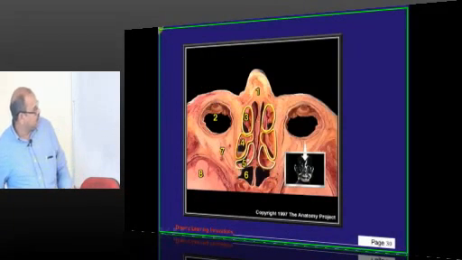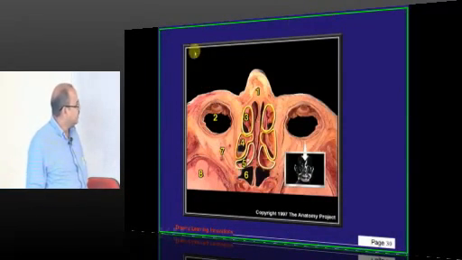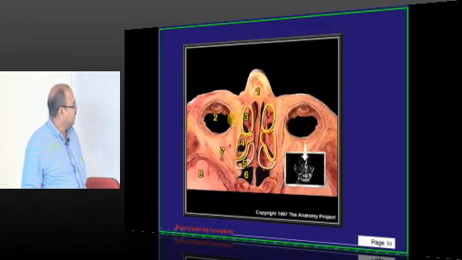This is what I have told you. The ethmoid sinuses are like this. These are the ethmoid sinuses, and they are directly close to the orbit. Therefore, in surgeries of the ethmoid, the orbital complications are more. This is the lamina papyracea, which I have told you.